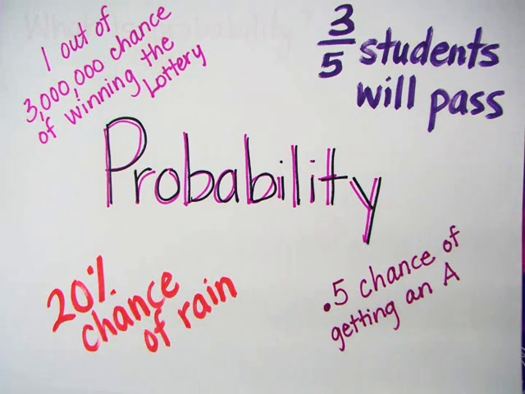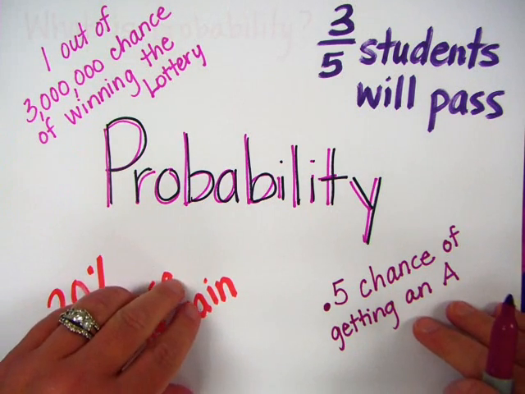If you've ever heard someone saying, oh, you have a 1 in 3 million chance of winning the lottery, or there's a 20% chance of rain today, or you have a 0.5 chance of making an A, or 3 out of 5 students are likely to pass the exam. Those are all examples of probability statements. It is making a statement about something that may or may not happen.